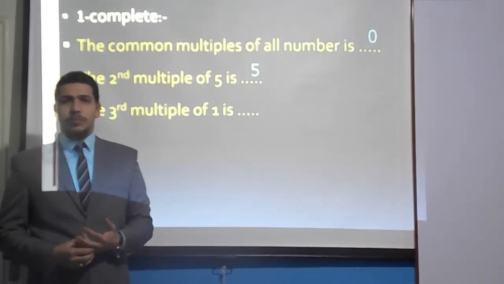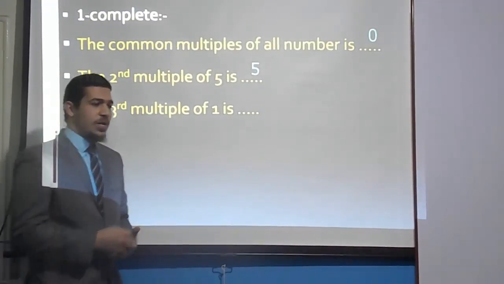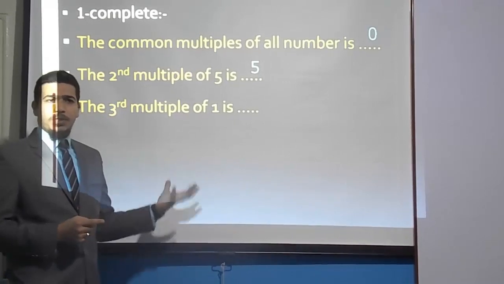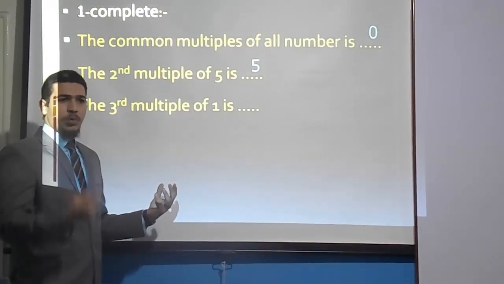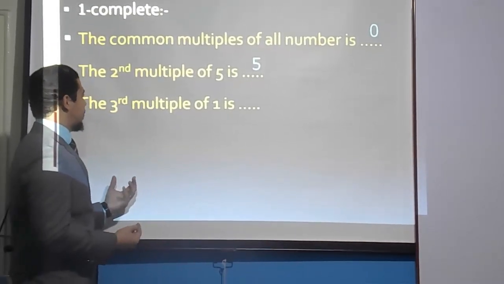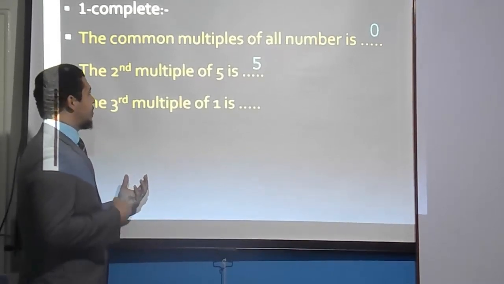Now, the third multiple of 1. What is the meaning of the third multiple of 1? 1 repeated 0 times equals 0. 1 repeated only 1 time equals 1. 1 repeated 2 times equals 2. 1 repeated 3 times equals 3.